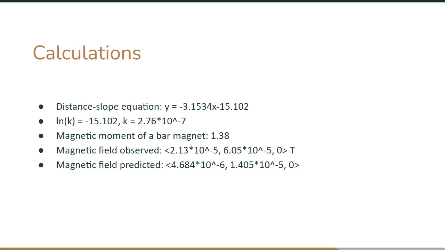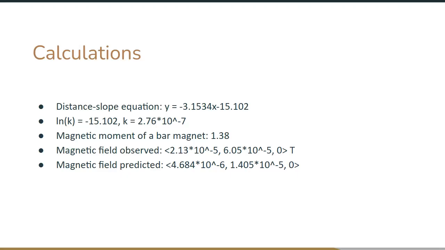From my linearized data, I obtained the equation y equals negative 3.1534x minus 15.102. I then found that the natural log of k is equal to negative 15.102 and that k is equal to 2.76 times 10 to the negative 7th. The magnetic moment was calculated to be 1.38.